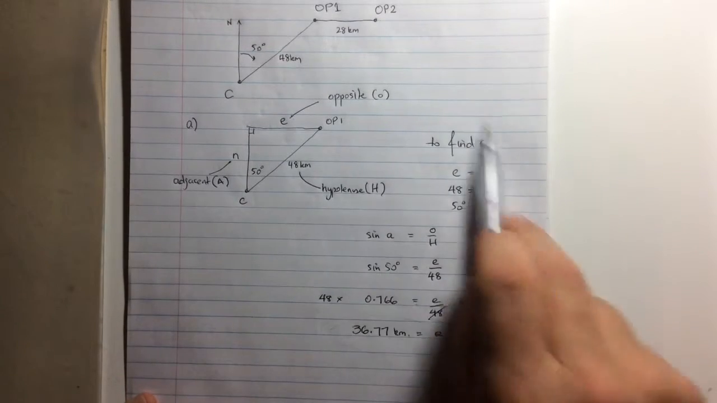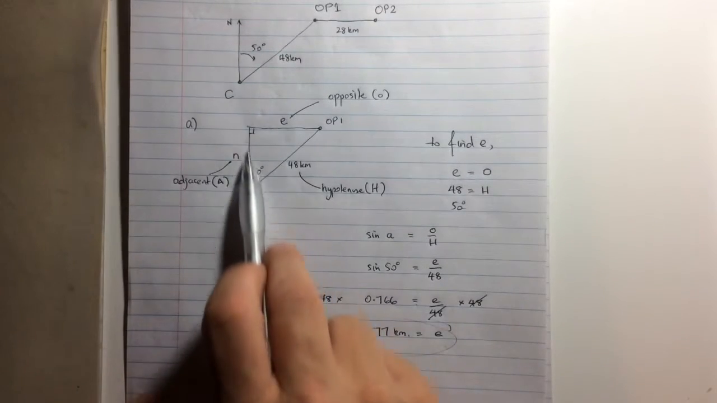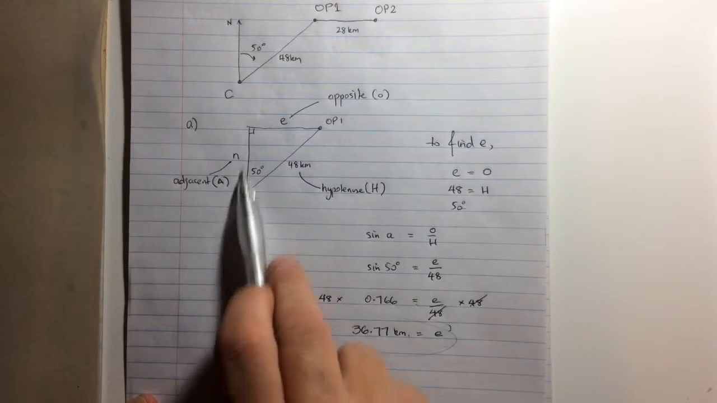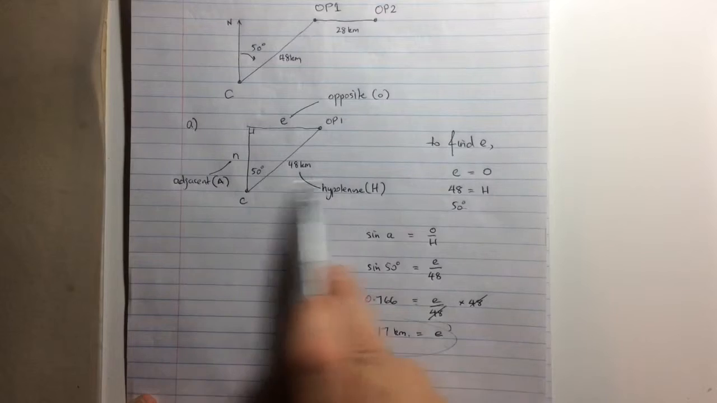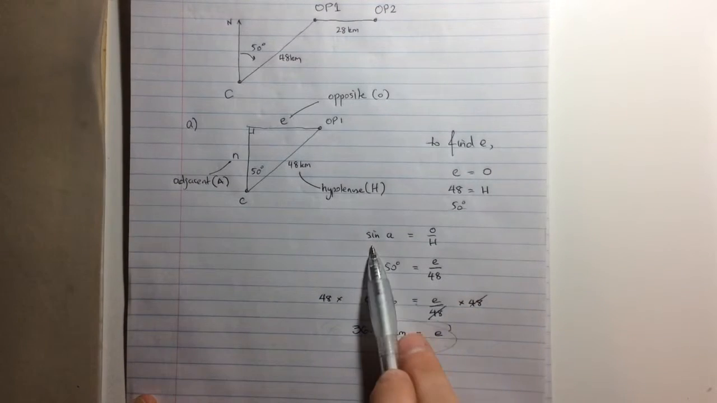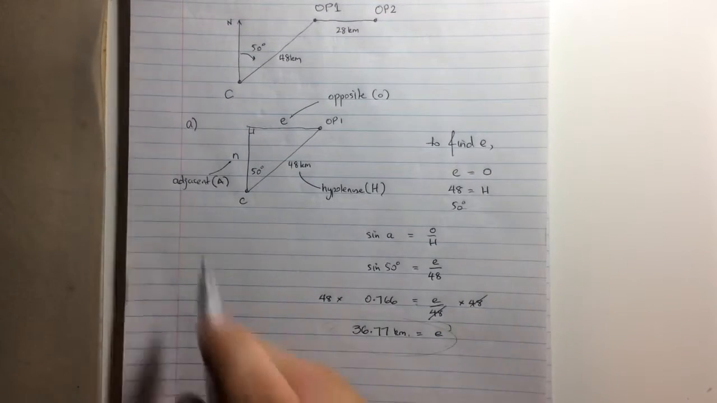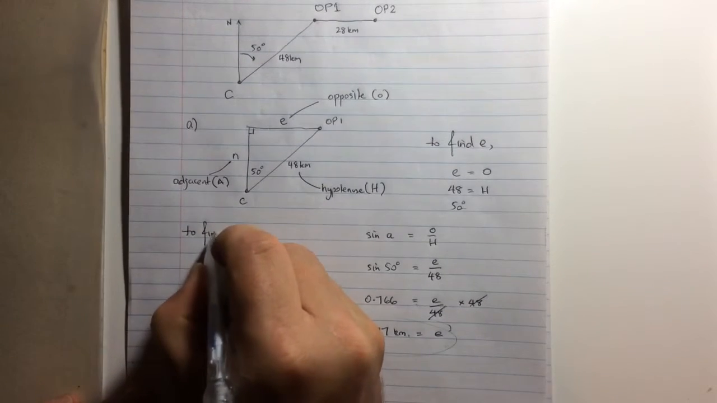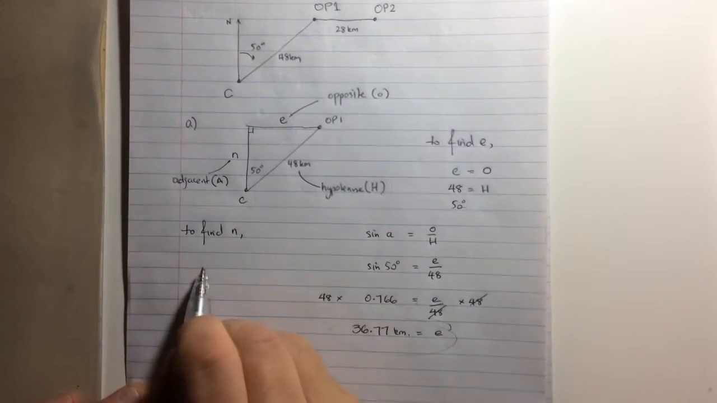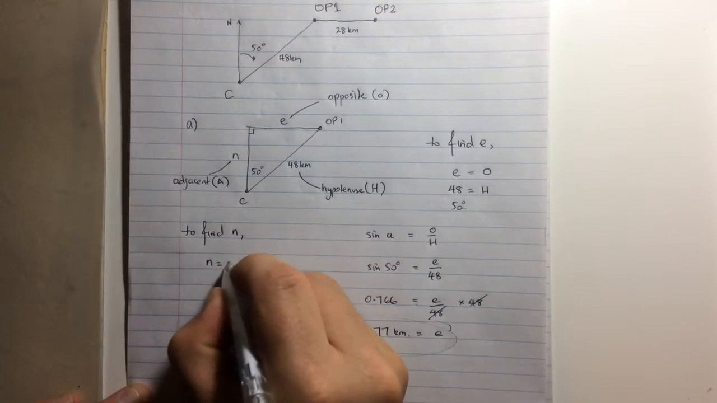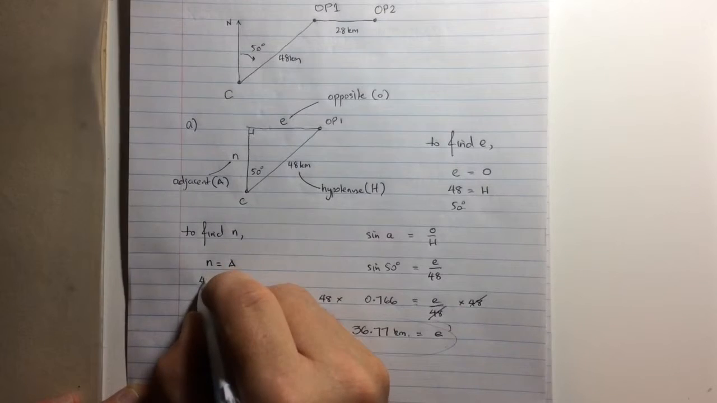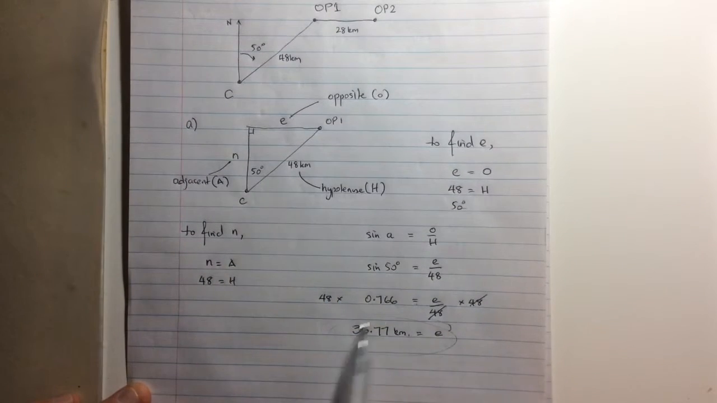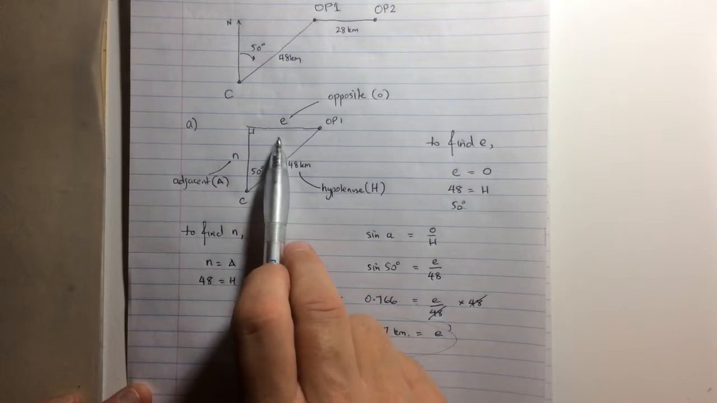I can do pretty much exactly the same thing to find the north distance. Because the north side is my adjacent side, I'm not going to be using sine. I'll use cosine. In fact, while I'm here, let's do it. To find the north side, which I call n, n is my adjacent side. I've got the hypotenuse. Actually, now that I've worked out the opposite side, I could also use tan as well.